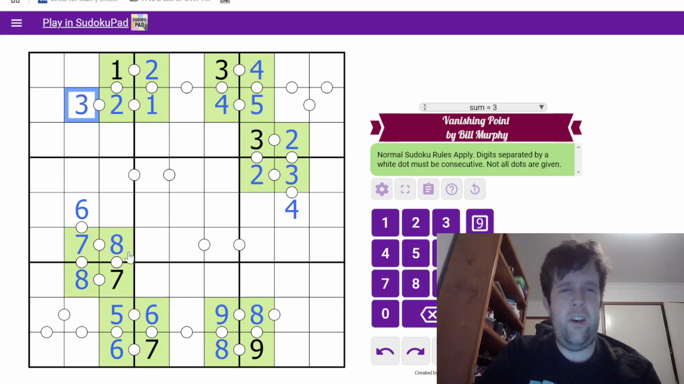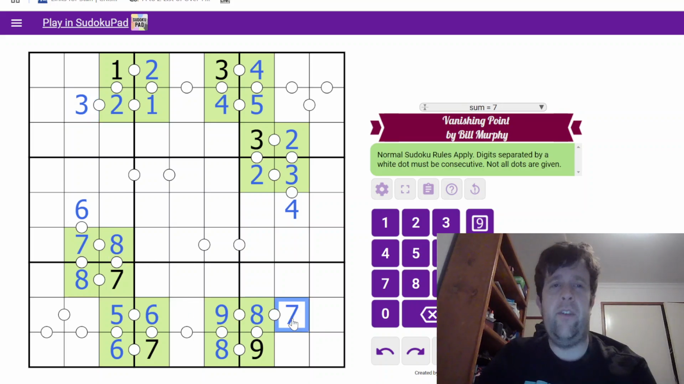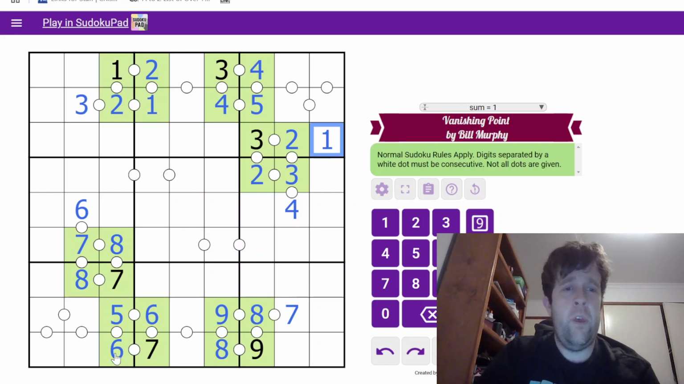And over here, this is a 7. So we can do a little bit of Sudoku right now. 1, puts a 1 over there.